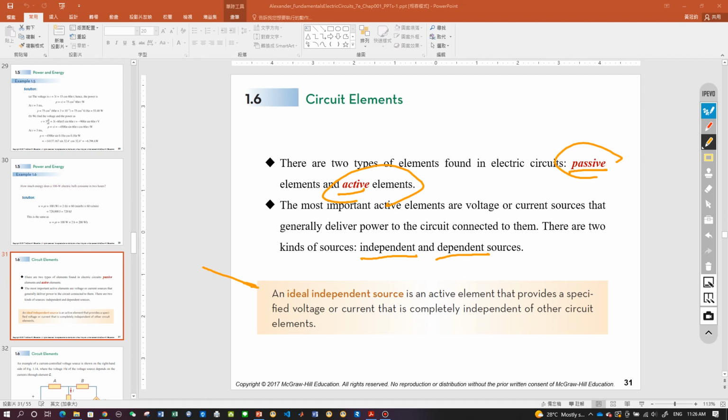Okay, independent source. It's simple. But just remember these two: dependent and independent.